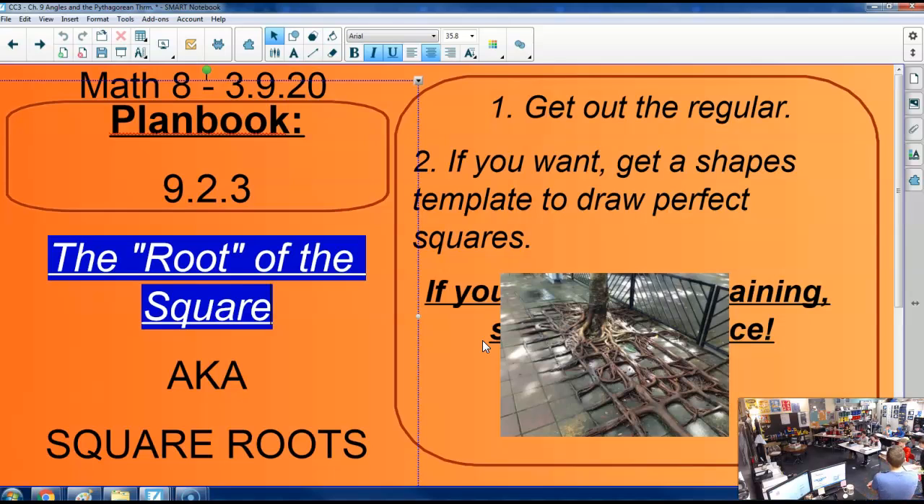So the root of the square is quite literally just the side of the square. That is this big. And this big is just talking about area. That's it. You know how to square root now.